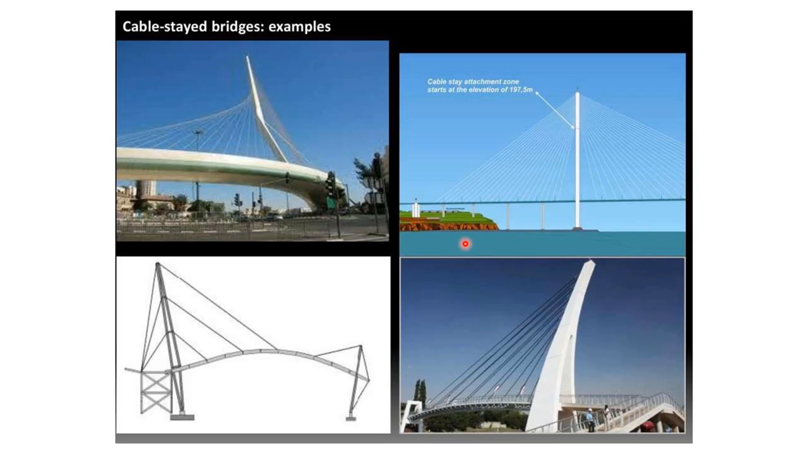Here is again a cable-stayed bridge. All the forces are transferring to the cables. The cables can sustain the tension forces. They do not sustain compression, because when there is compression, they twist or tilt or distort. Only they take the tension forces.